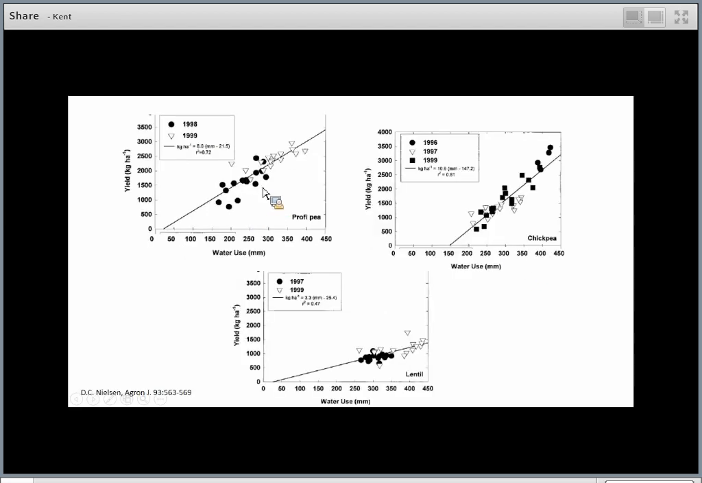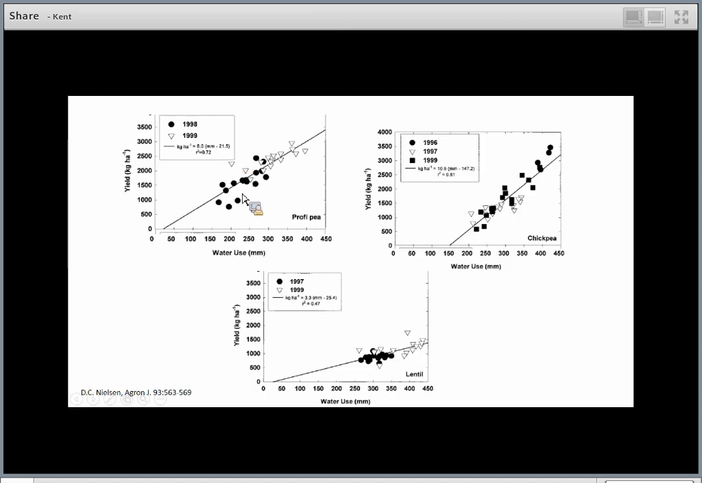So this is the data over a 3-year or 2-year period, I guess 3 years on chickpeas, 2 years on peas and lentils. And you can see this response to, as you add water, yield goes up. That's kind of what we know is true in the semi-arid environment. And here's this equation I derived. So it's the slope times the precip or irrigation, precip total water, minus the intercept of the x-axis.